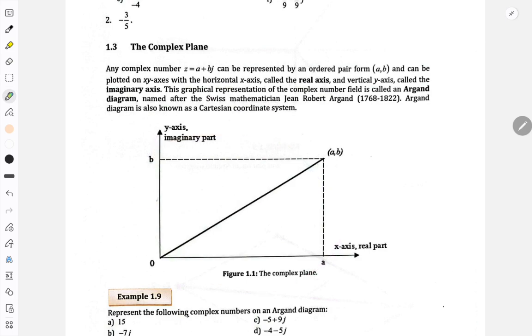In this part, we'll learn how to represent a complex number on a graph, what we call the complex plane or Argand diagram. A complex number z equal to a plus bj can be represented as a point (a, b) in the XY plane, where the X axis shows the real part and the Y axis shows the imaginary part.